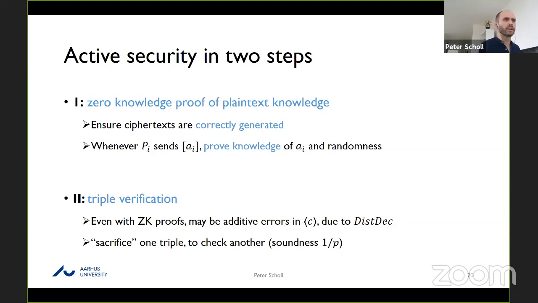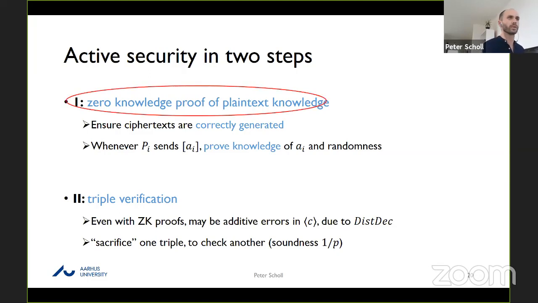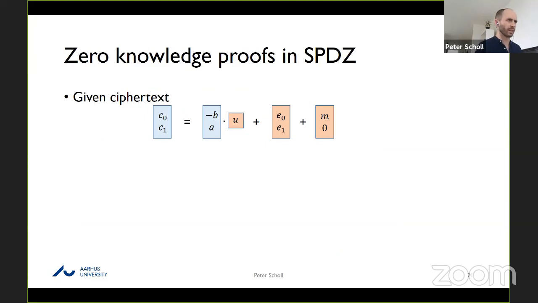The way to verify this is to perform what we call a sacrifice check, where you take one multiplication triple and use it to check the correctness of another. It involves some random challenge in the field, which gives you a soundness error of 1 over the size of the field. It's basically a factor 2 overhead. So the main thing of interest here, especially maybe to this audience, is the zero-knowledge proofs that are used for the ciphertexts. So I'll move on to those a little bit now.